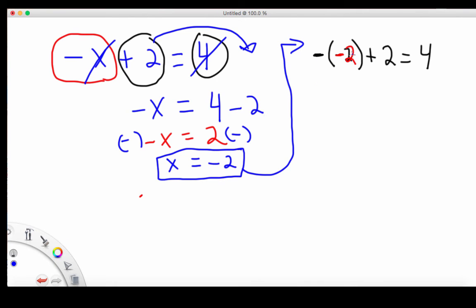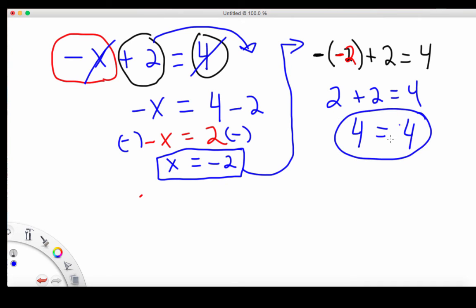All right, so negative times negative is what, guys? Positive 2. You bring back the other 2 down, equals 4, right? Okay, so 2 plus 2, I'm hoping it equals 4. Of course it does. 4 equals 4. Is this a solution, ladies and gentlemen? Yes, it is.